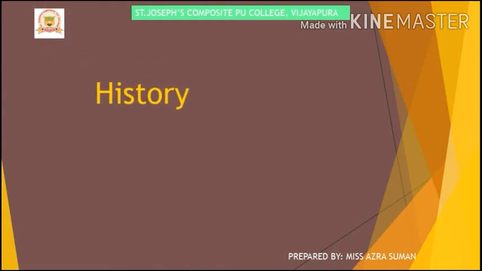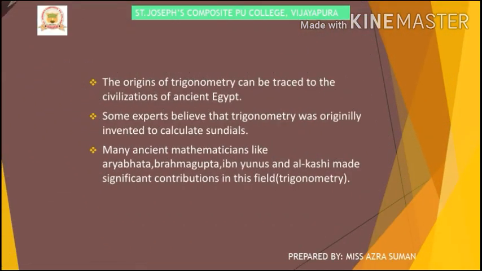History. The origin of trigonometry can be traced to the civilizations of ancient Egypt. Some experts believe that trigonometry was originally invented to calculate sundials. Many ancient mathematicians like Aryabhatta, Brahmagupta, Ibn Yunus and Al-Kashi made significant contributions in the field of trigonometry.